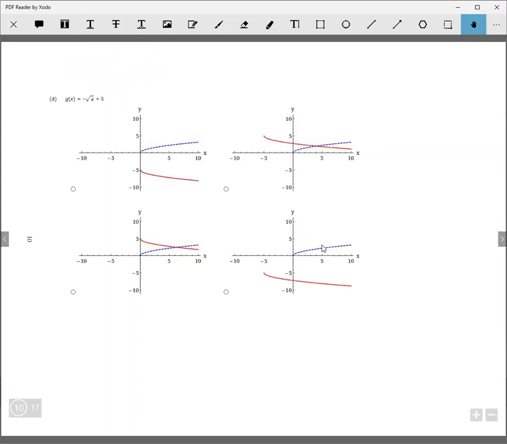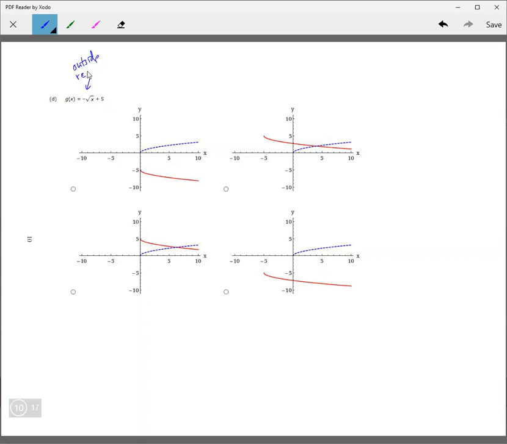And then part D, the last part of this one. Here, this minus is outside, so that's going to be reflect through the x-axis. Okay, and then this is outside also, so that's going to be up 5.